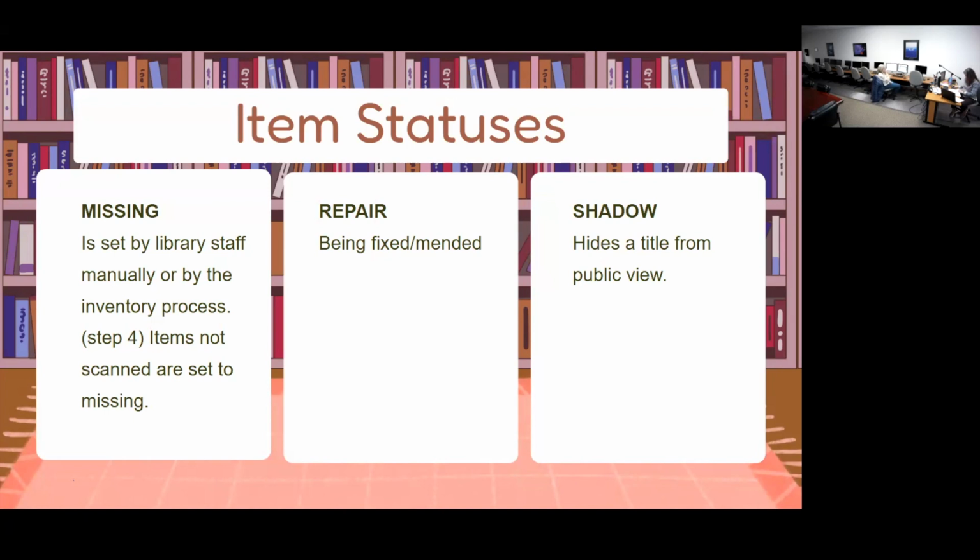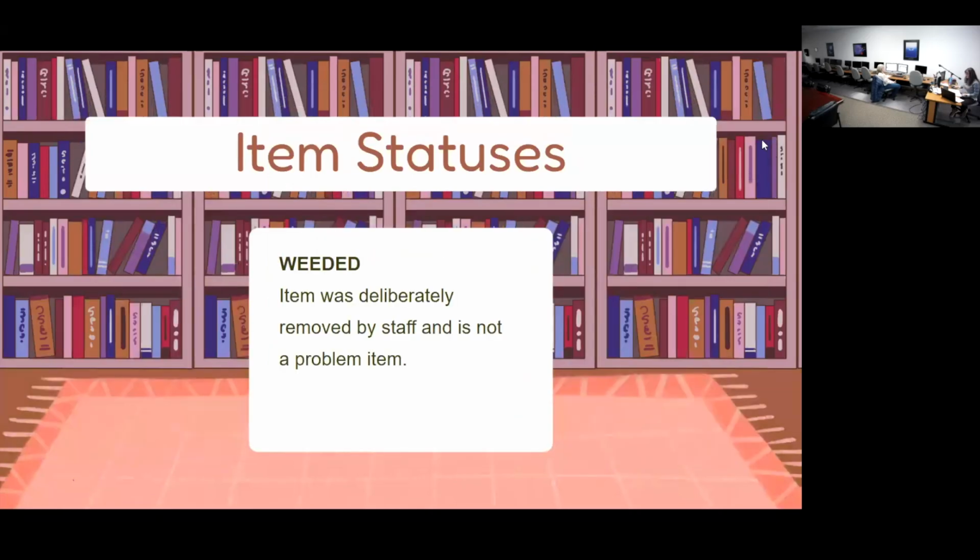Shadow, that's really you're trying to hide it. So when it's marked missing, it gets shadowed, but you can also shadow items as well. That way they aren't trying to check out something that, maybe you're getting ahead in your cataloging, and you're like, oh, these aren't here yet, but they're in the system. Well, shadow them so people don't see them. And that last one, that was weeded. We talked about that. The only difference from discard is that it begins with a W.